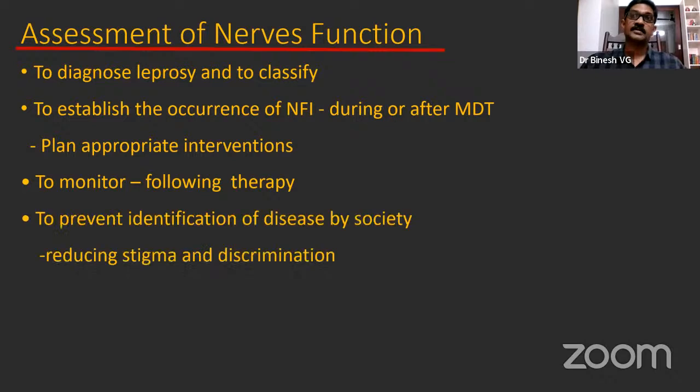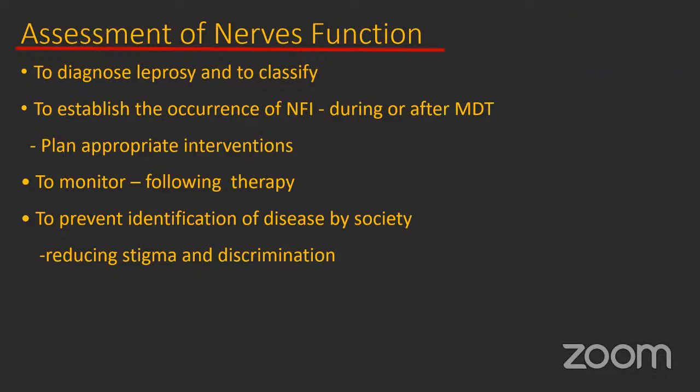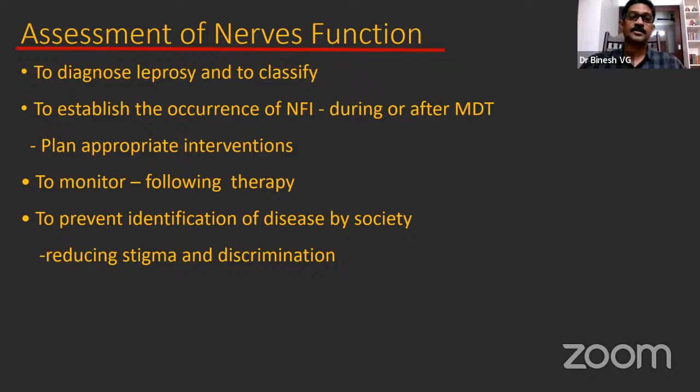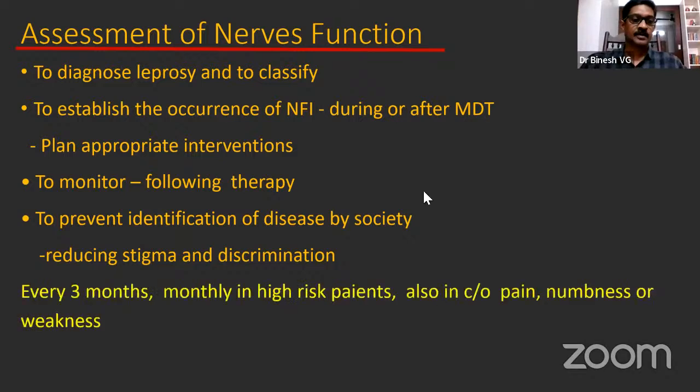And the main aim of doing it is to prevent the most dreaded complication, the disability and deformity, which may lead to social stigma. So it is mandatory that we do this voluntary muscle testing, sensory testing, or nerve function assessment every 3 months. And if neuritis occurs in a patient and the patient is on treatment with steroid, then it has to be done every 2 weeks. Once the steroid is stopped, we have to do it every month in such a case. So this has to be done frequently, and this has to be recorded also.